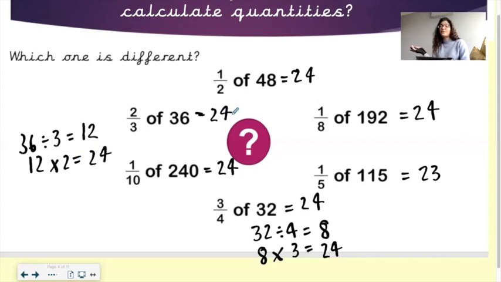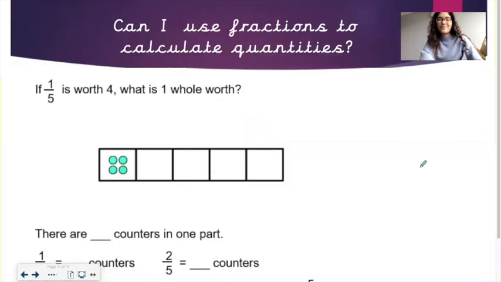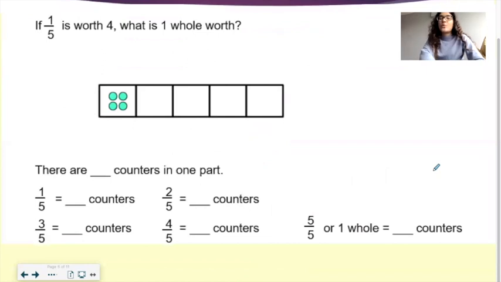So which one is different? It would be this one here. It would be 1/5 of 115, because that is the only question that has the answer 23. The other ones all equal 24. Let's have a go at answering these questions.